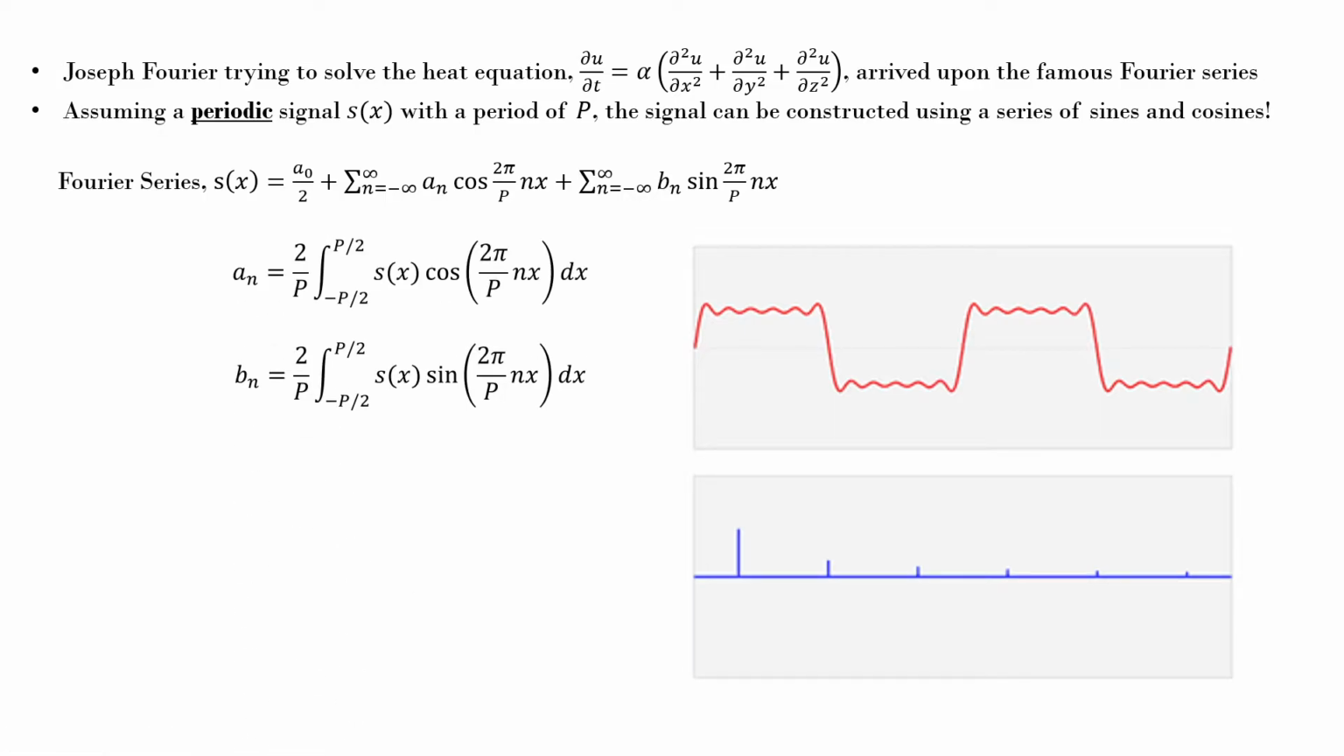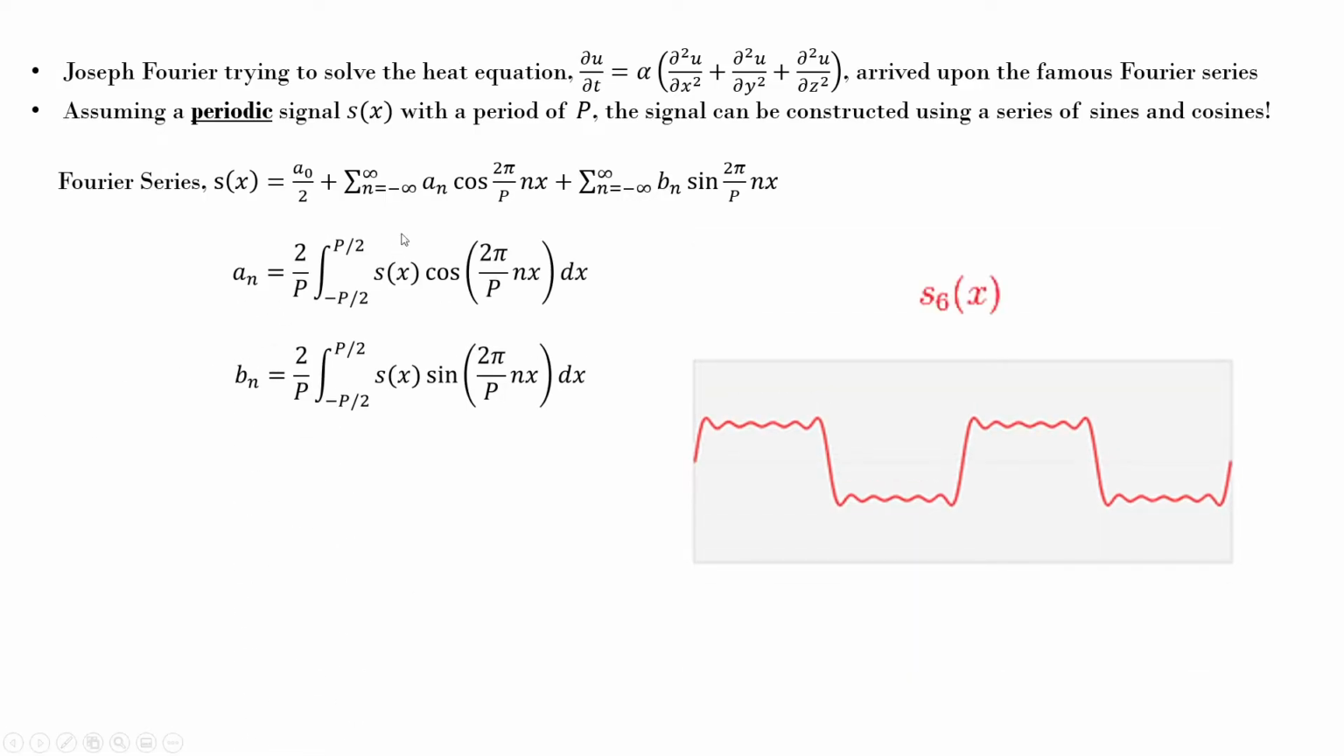Now how to find that An and Bn is quite simple, because our objective is to find An and Bn, right? I have S of x. Now I need to find the Ans and Bns. Then I can substitute in this formula and that's it, right? We find it out.